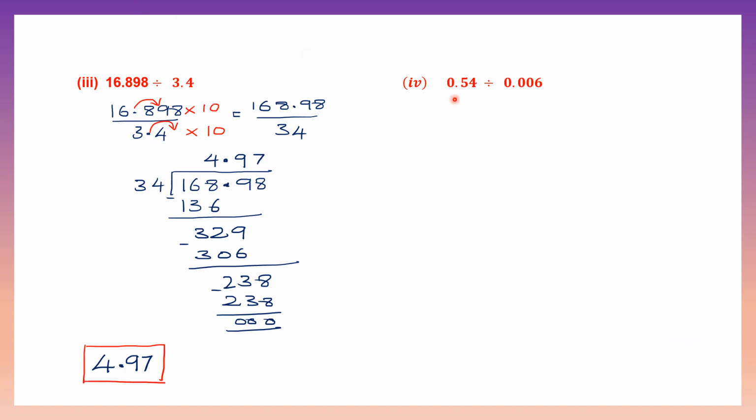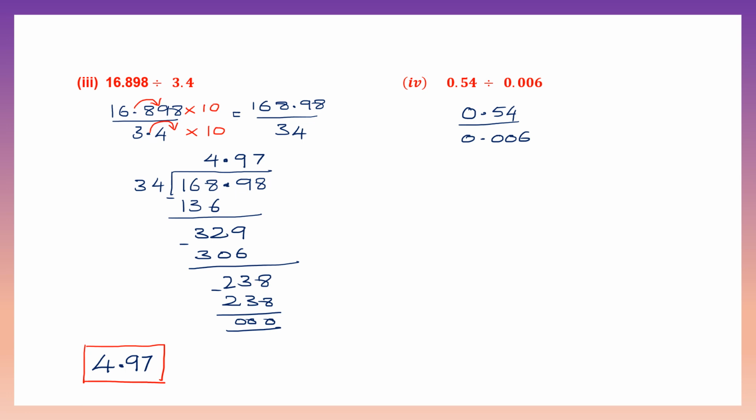Fourth sum, here also I have division of a decimal number by a decimal number. So our divisor is a decimal number. We have to change it to a whole number. So let's write it as a fraction. So here we get 0.54 divided by 0.006. Now the denominator, that is the divisor, has to become a whole number.